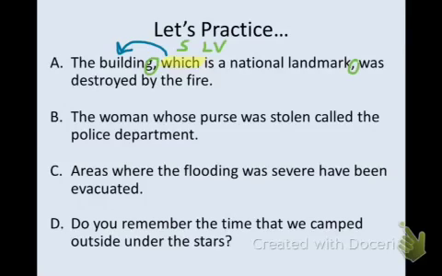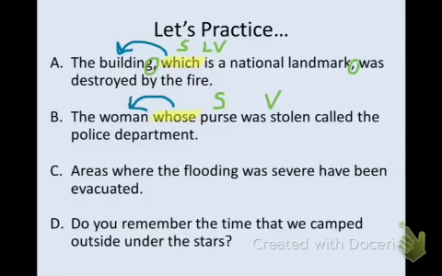Sentence B. The woman whose purse was stolen called the police department. Again, we're going to be looking for one of those words from that list, relative pronoun or relative adverb. Here we have a relative pronoun here. We're going to look for a subject and a verb in that clause. Purse is the subject. Was stolen is the verb. What is that adjective clause describing? It's describing woman. So whose purse was stolen is describing the woman.